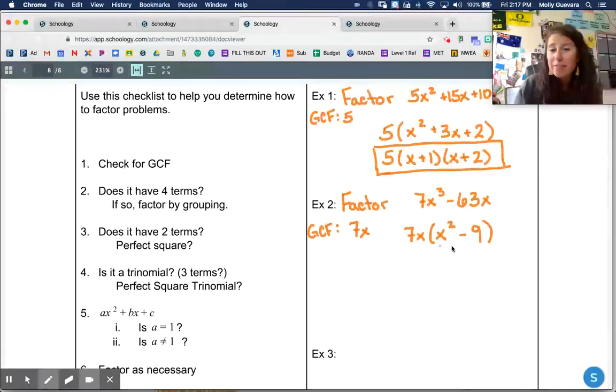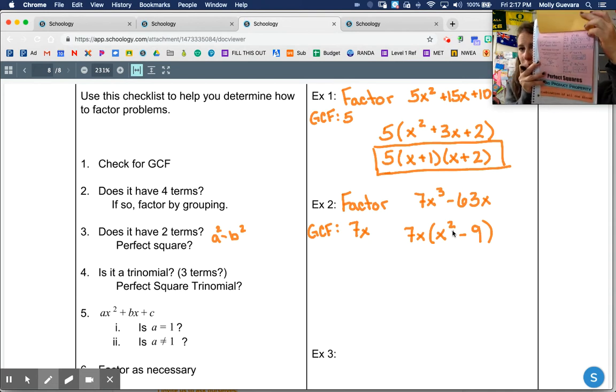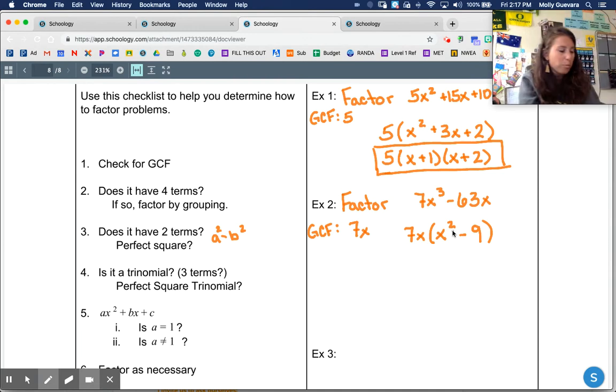Okay, so does that have a greatest common factor? No, right? Does it have 4 terms? No. Does it have 2 terms? Yes. Is it a perfect square? So is x squared a perfect square? Yes. Is 9? Yes. And it's subtraction. Remember, it has to be subtraction. If it's addition, you cannot do it. So in this case, it is a perfect square. And if you don't remember how to factor a perfect square, go back in your foldable and find the perfect squares and remind yourself how to factor using a perfect square. That's what the foldable's for.